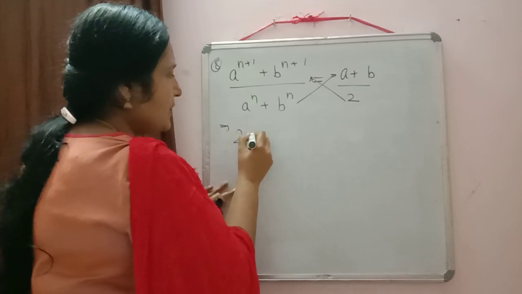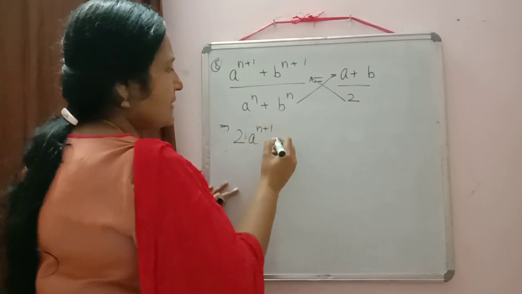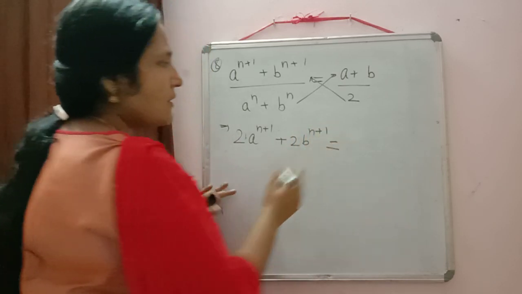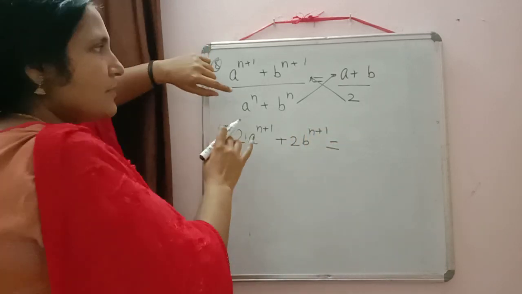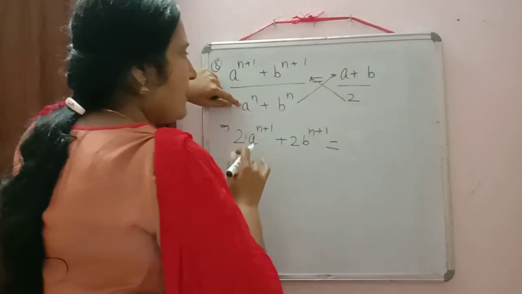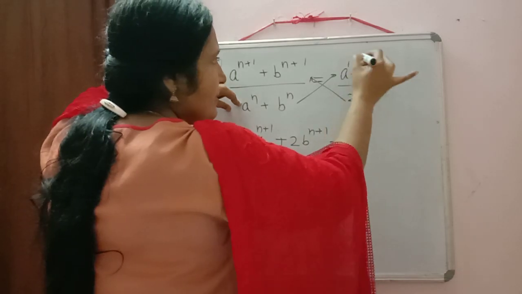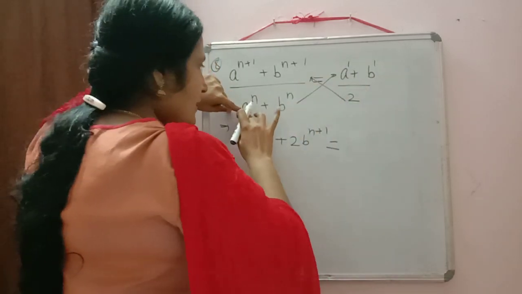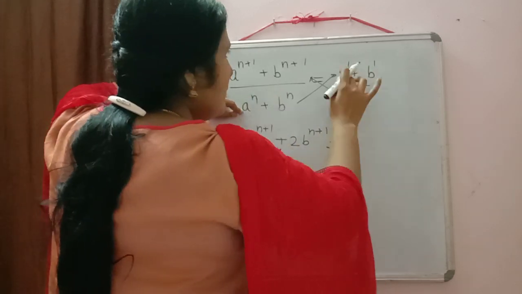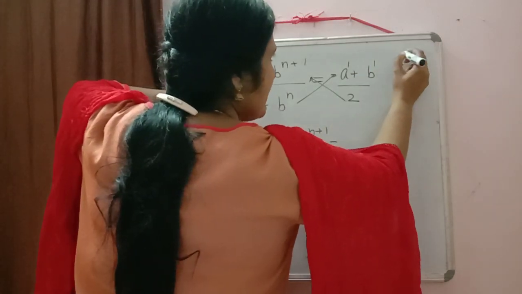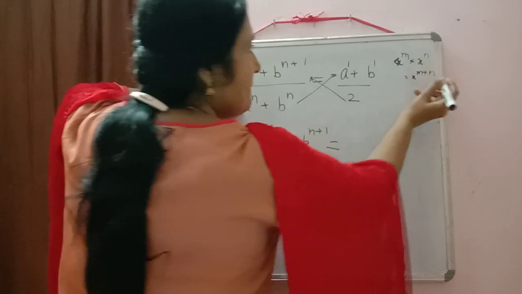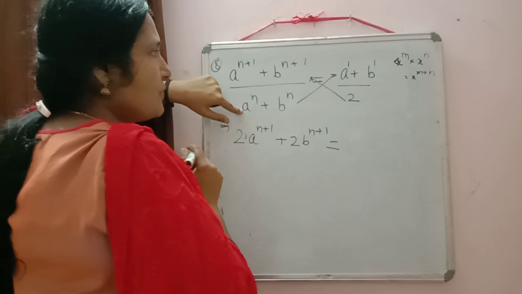So we will get 2 into a raised to n plus 1 plus 2 into b raised to n plus 1 is equal to. Here is the concept of multiplication of polynomials. A raised to n will be multiplied by both the terms. Here the power, if you check, is 1 only. A raised to 1 into a raised to n: x raised to m into x raised to n is equal to x raised to m plus n. So that concept we are going to use here.